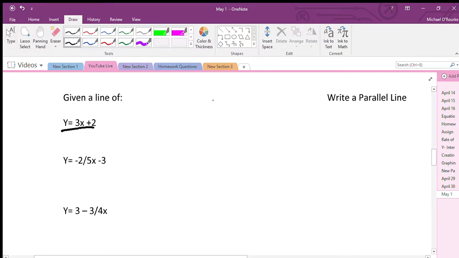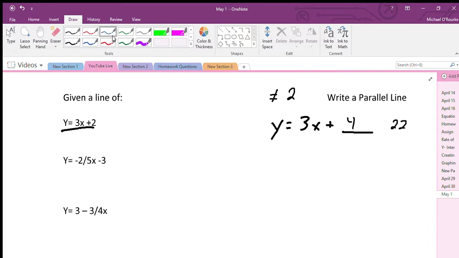So for this one, a line that is parallel is going to be y equals 3x plus any number you want. Okay. The number could be, for example, I could write 4 in there. Okay. I could write 22. I could write 8 million if I want. It just cannot equal 2. So any other number but 2 works.